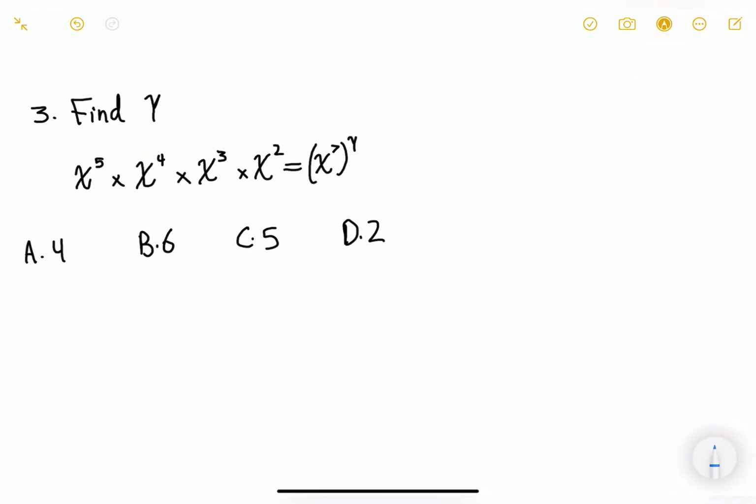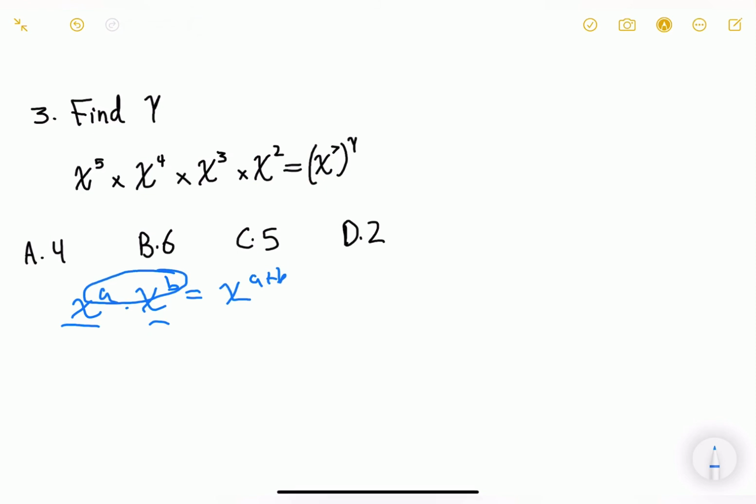So we know that x to the power of a times x to the power of b equals x to the power of a plus b. So when we multiply the same bases, we simply just add the exponents. So this is very simple. We just add these. So what's 5 plus 4 plus 3 plus 2?